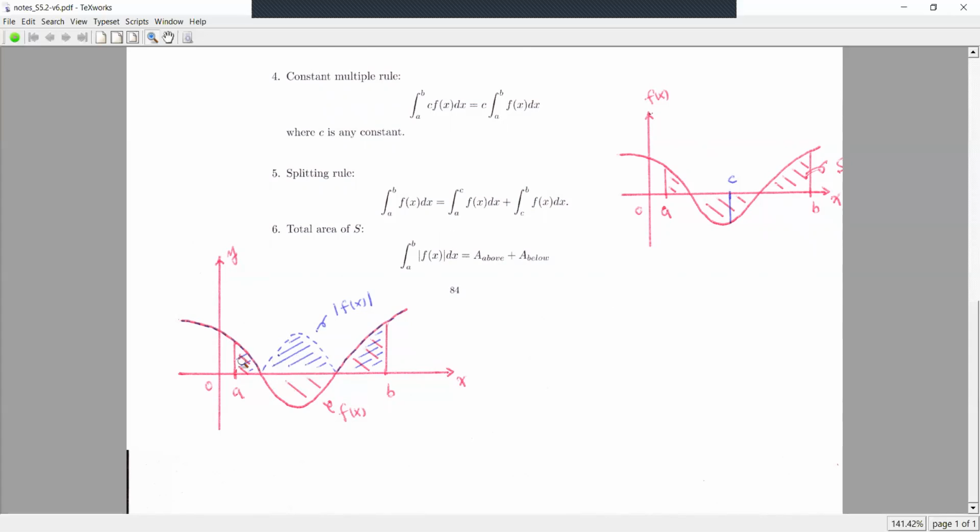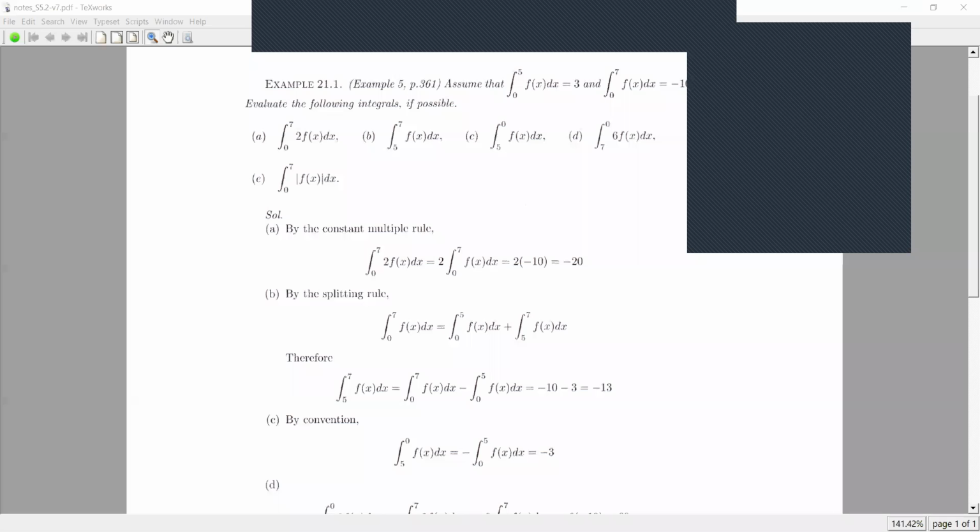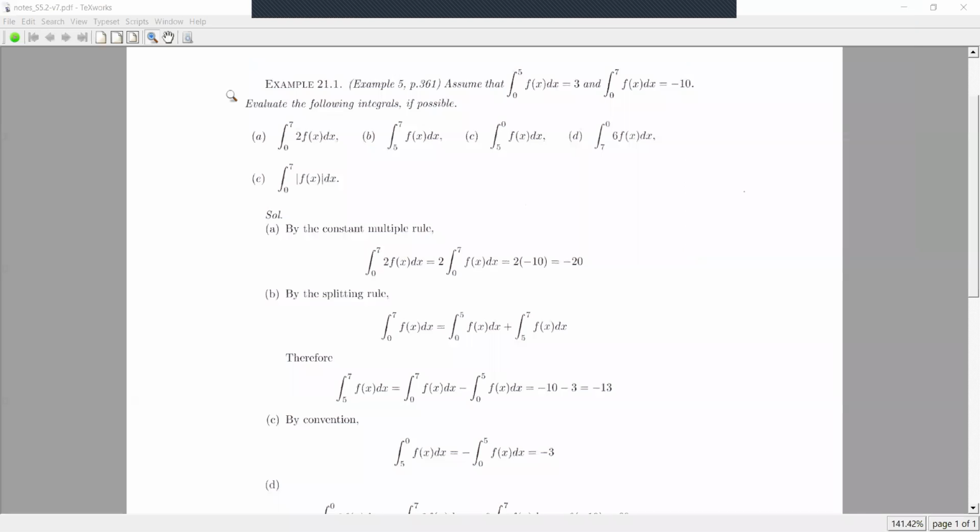It is this area plus this area plus this area in this diagram. So when we want to find the total area of the region S, take the absolute value of the function f, then take the integral of the absolute value, and we get the total area of the region S. Now, let's look at some examples about the properties.